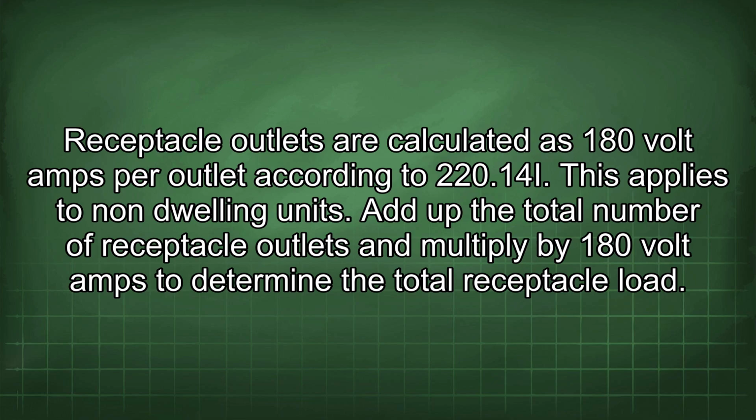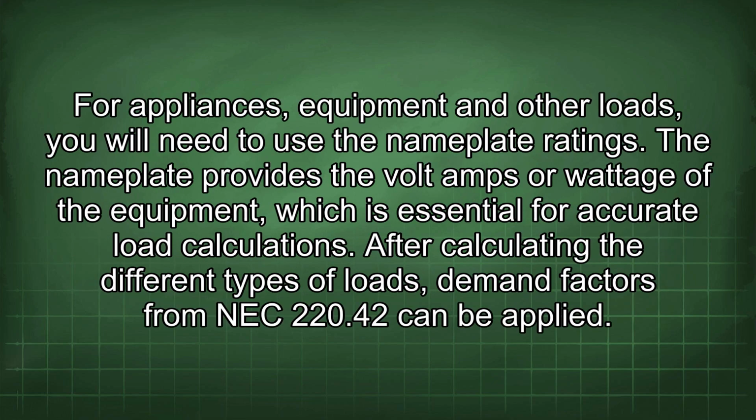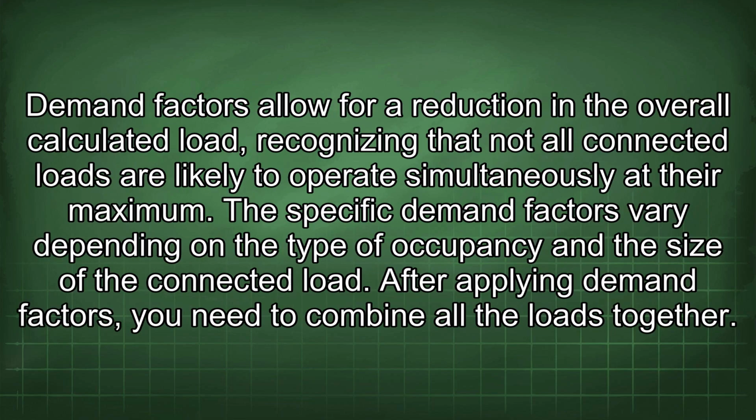Add up the total number of receptacle outlets and multiply by 180 volt-amps to determine the total receptacle load. For appliances, equipment and other loads, you will need to use the nameplate ratings. The nameplate provides the volt-amps or wattage of the equipment, which is essential for accurate load calculations. After calculating the different types of loads, demand factors from NEC 220.42 can be applied. Demand factors allow for a reduction in the overall calculated load, recognizing that not all connected loads are likely to operate simultaneously at their maximum.